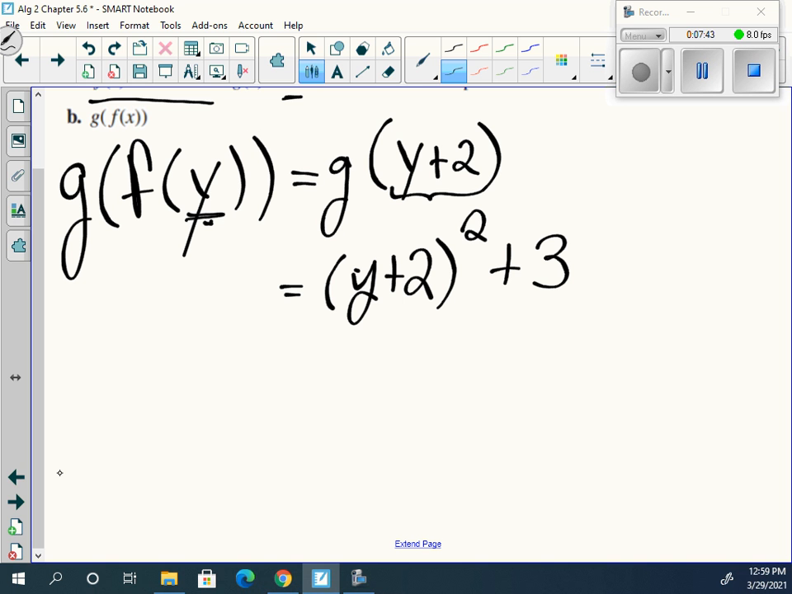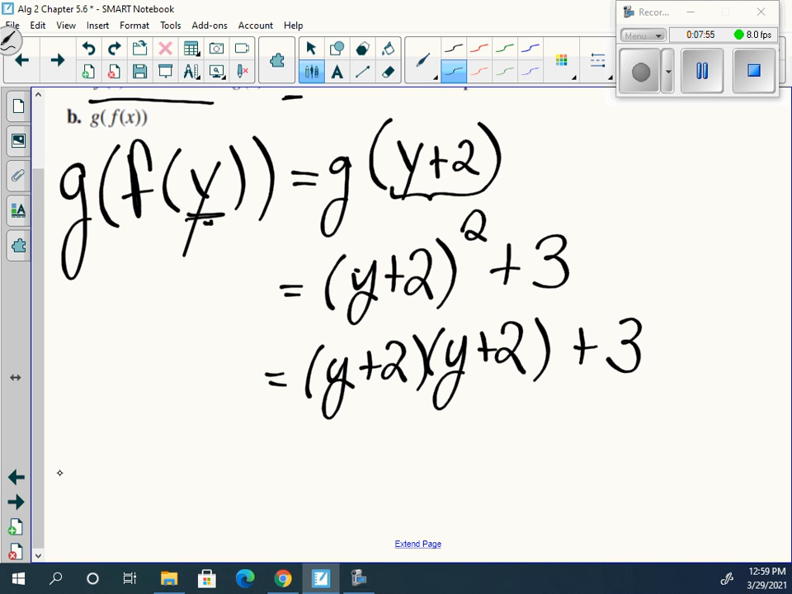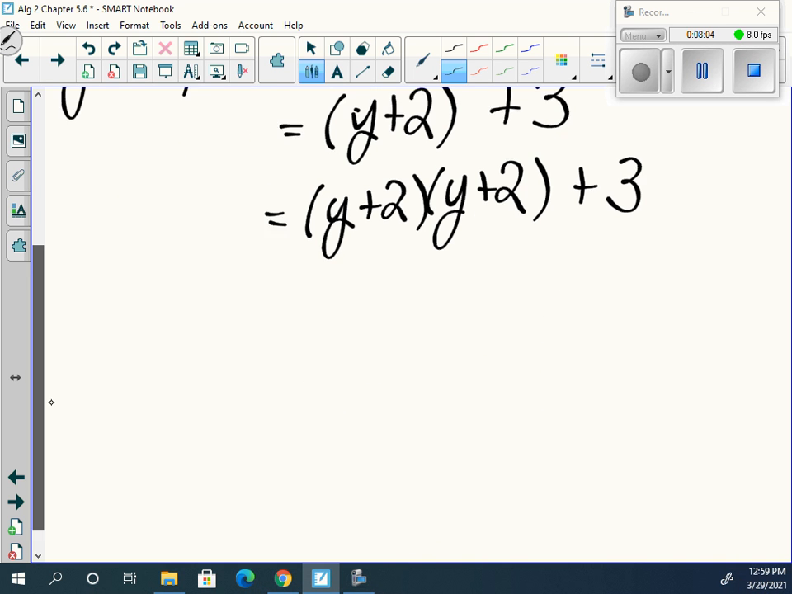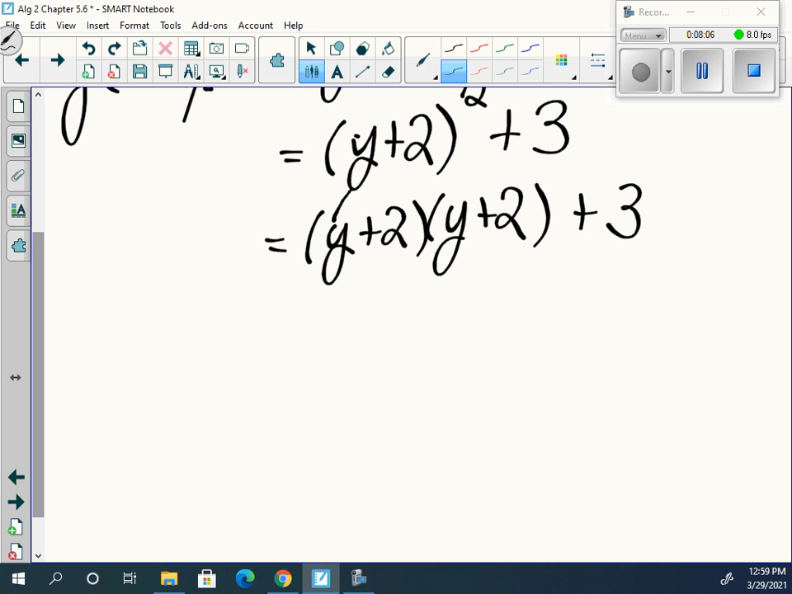So any other questions on how we got to this step here? Well, we're going to have to simplify it, so we're going to have to take y plus 2 and multiply it by y plus 2, and then add 3 to it. Because we do have to simplify this down, we're going to have to multiply this out. So when we multiply this out, we're going to have to distribute the y.